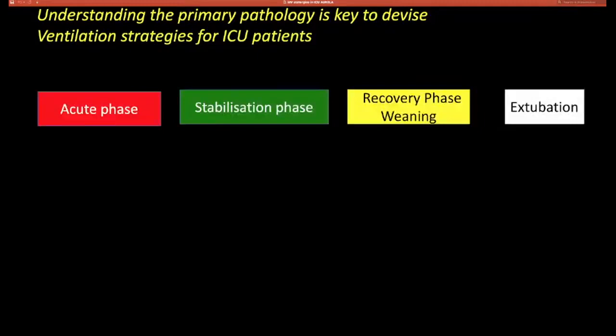So another way of looking at the strategies is at what phase of the disease process are we. If you look at the disease process, there is an acute phase, there is a stabilization phase, there is a recovery phase, and there is a phase where a patient has recovered and gained an adequate amount of functional capability where we can get him off the ventilator, what we call the extubation phase.